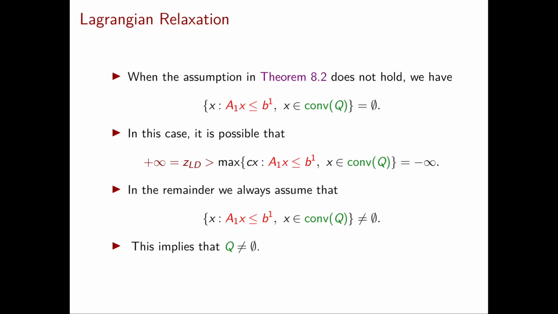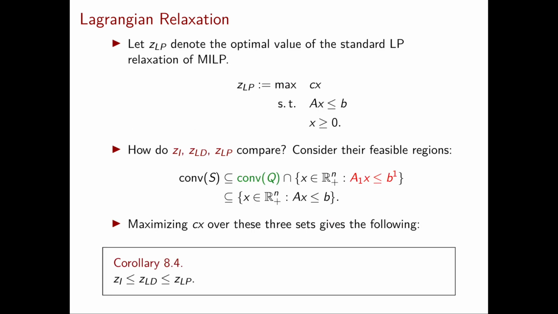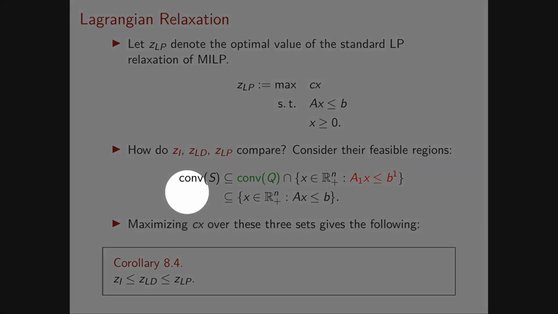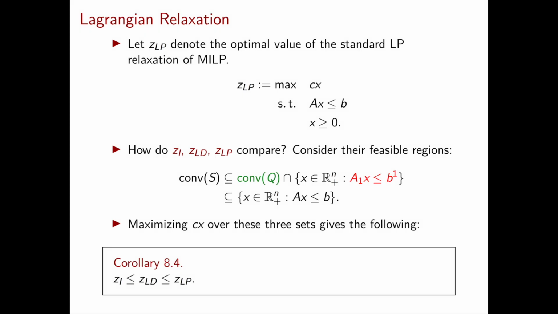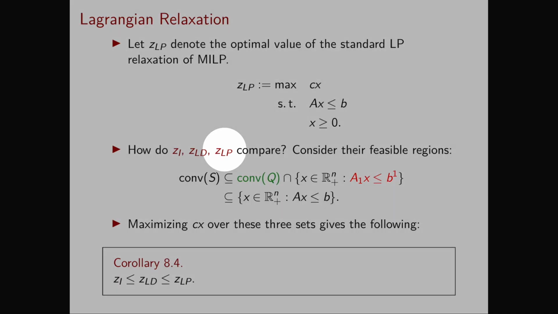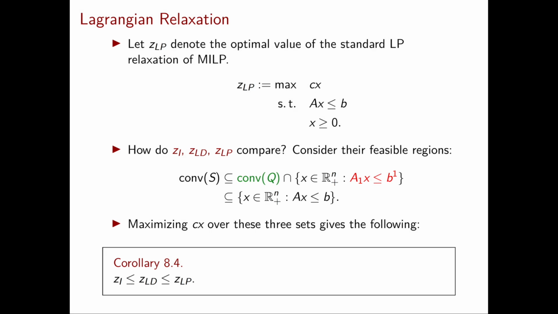Finally, note that this assumption is, in a sense, not a big deal. The reason is that if this set is actually empty, then so was the original feasible region of your problem. In this slide, I want to discuss the relationship between our true optimal value of our integer linear programming problem, our Lagrangian dual bound, and the bound obtained from the standard linear relaxation that we denote by ZLP.